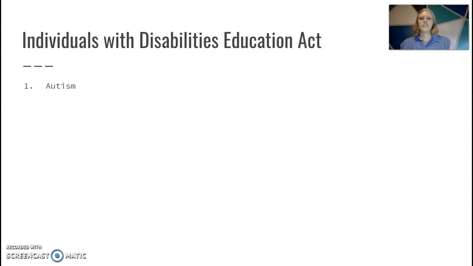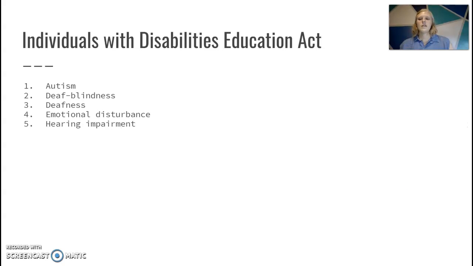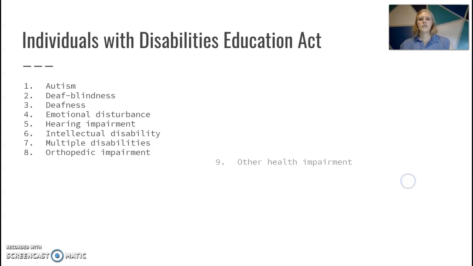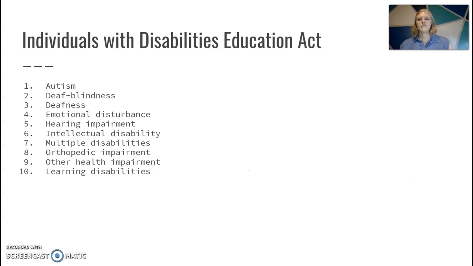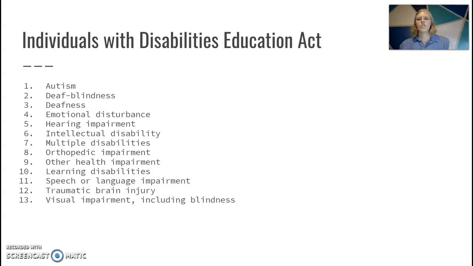The Individuals with Disabilities Education Act has many different categories. So we have autism, deafness, emotional disturbance, hearing impairment, intellectual disability, multiple disabilities, orthopedic impairment, other health impairment, learning disabilities, speech or language impairment, traumatic brain injury, or visual impairment including blindness. Miguel would fall under the other health impairment.